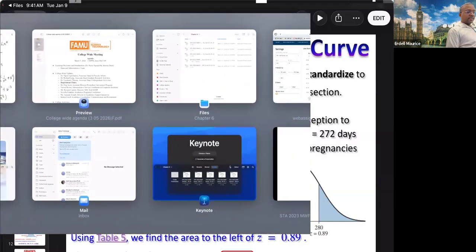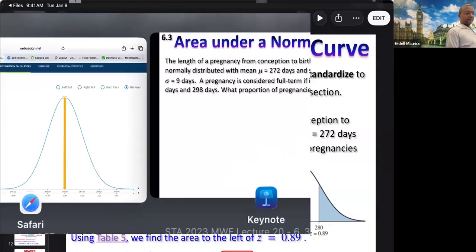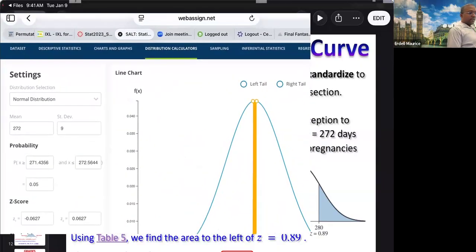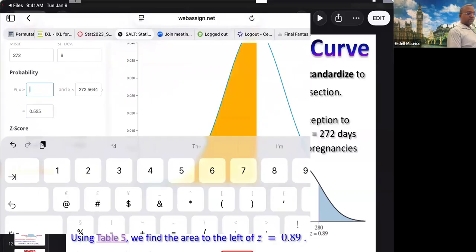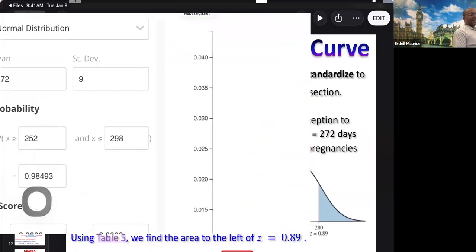Now, was it 258? I can't remember. Let's go back and double check. 252, that was the other one. 252 and 298. And so this right here will be 252, and then this right here will be 298. Again, see, it shades the regions for us. And then you can see the answer right here: 98.493% of pregnancies fall within the normal window of full-term pregnancy.